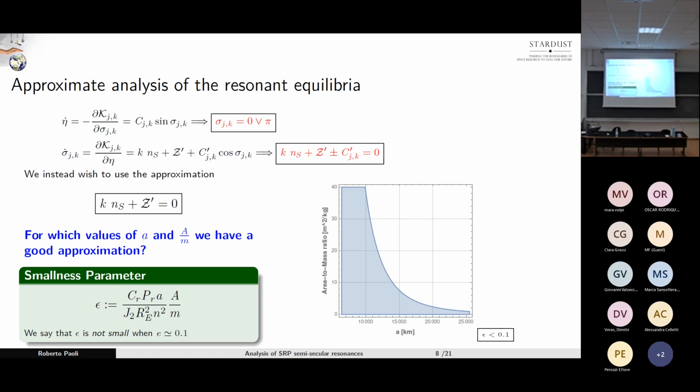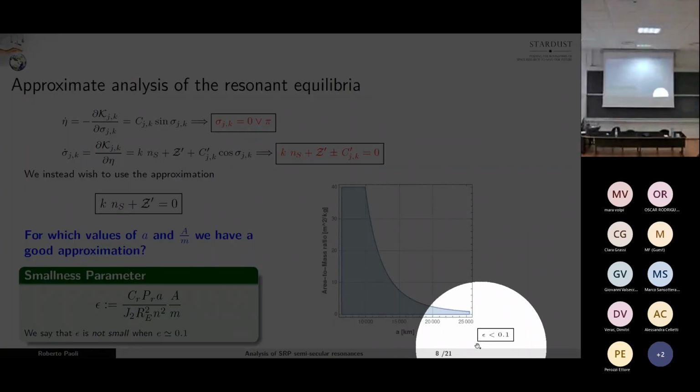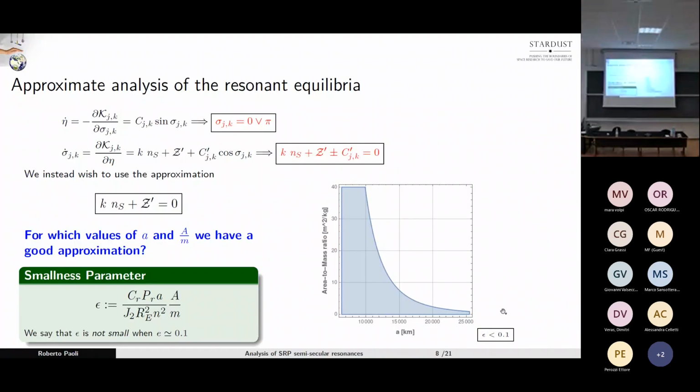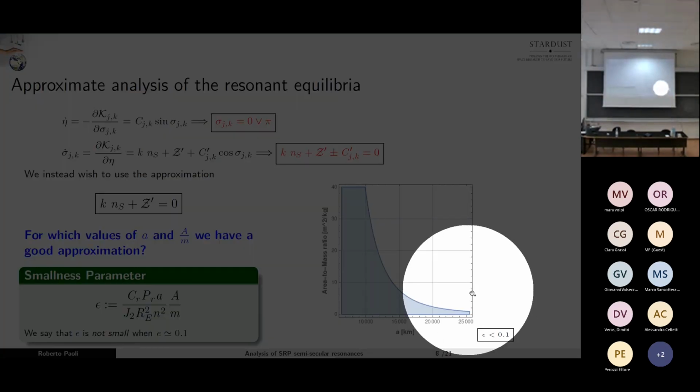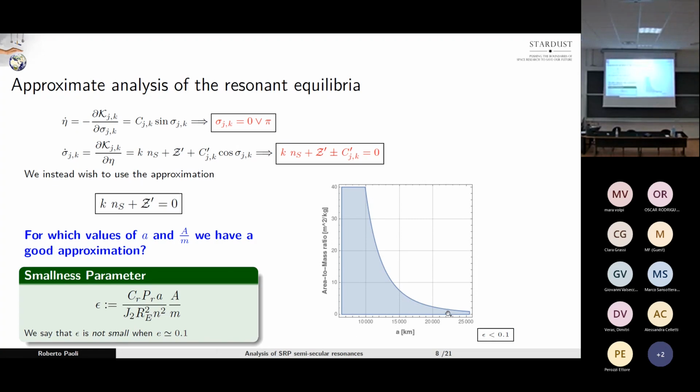To do so, we introduce the smallness parameter, epsilon. And we say that epsilon is not small when it gets close to 0.1. This is a dimensionless number. On the right, we can see the validity region where this approximation holds, which corresponds to the region where epsilon is smaller than 0.1. And we can see that in the region of interest, for example, even up to 20,000 kilometers of semi-major axis, we can consider pretty high values of the mass ratio, ranging from 0 to even 1 or 2 meters squared per kilogram.